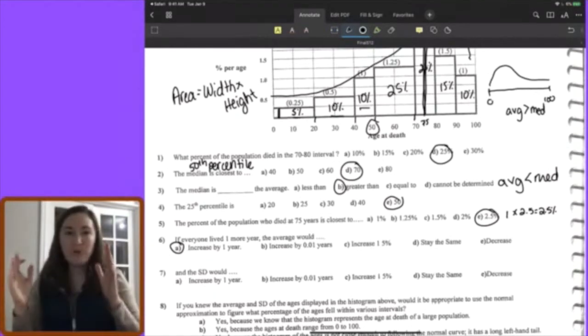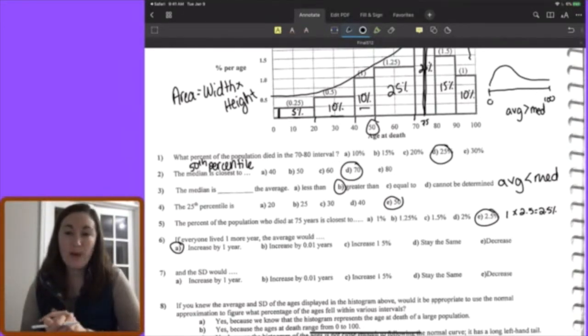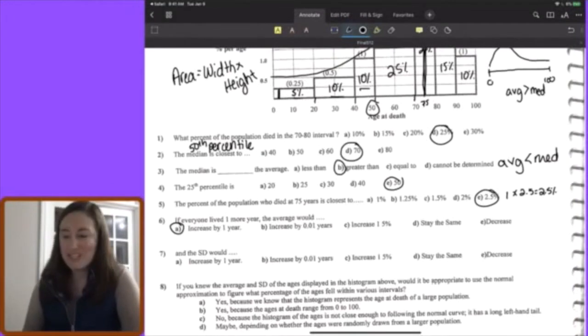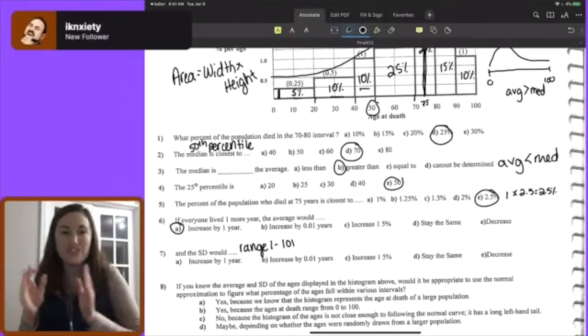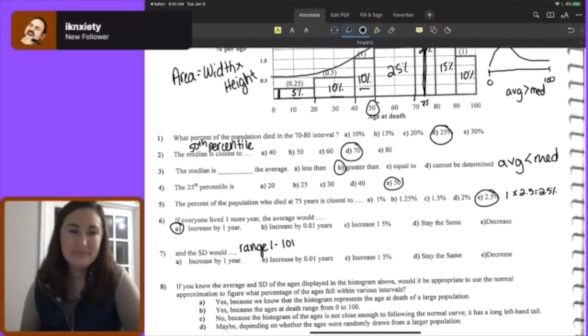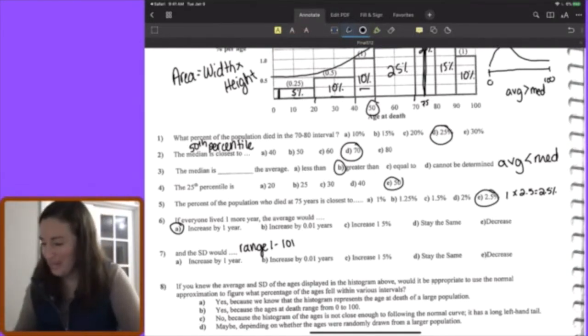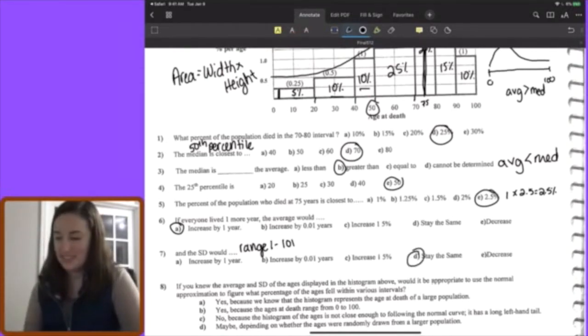The SD is the spread of the data, so I like to look at the range. And here the range is 0 to 100. And if we increase everybody's age by 1 year, then the range would be 1 to 101, right? So the range is actually staying the same. It's still 100. We're just kind of shifting it over. So this one should be stay the same.